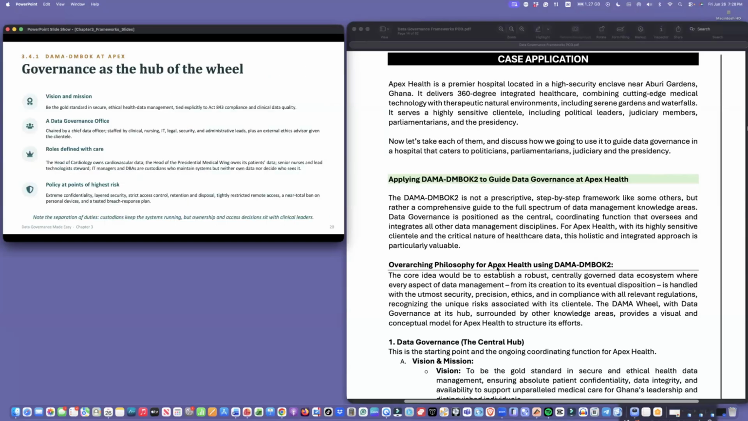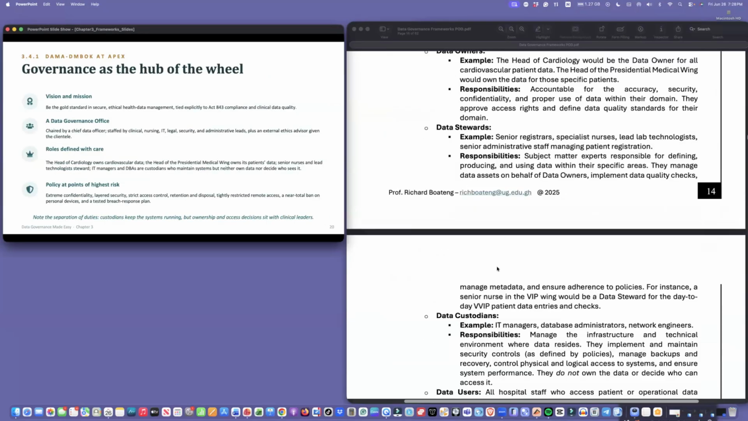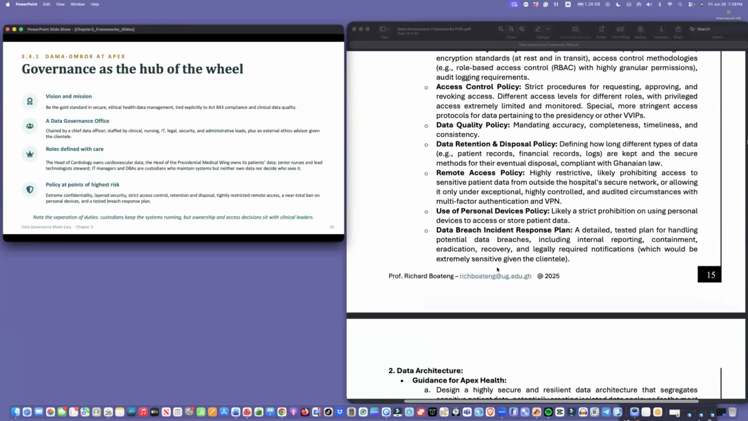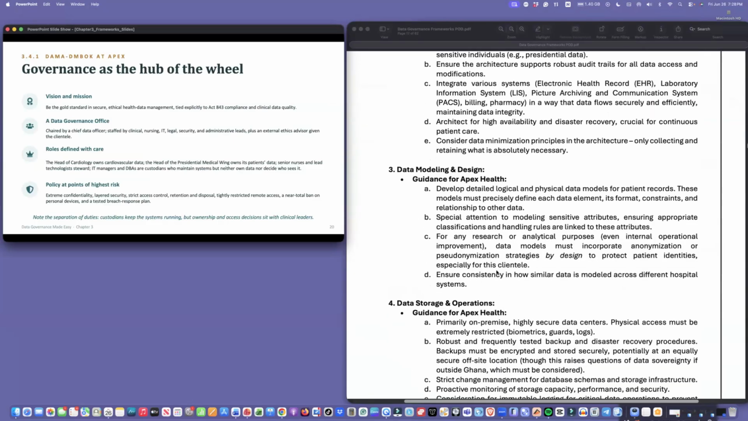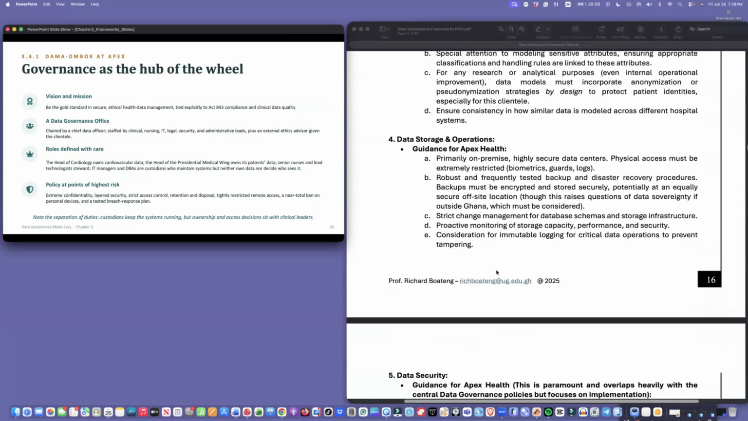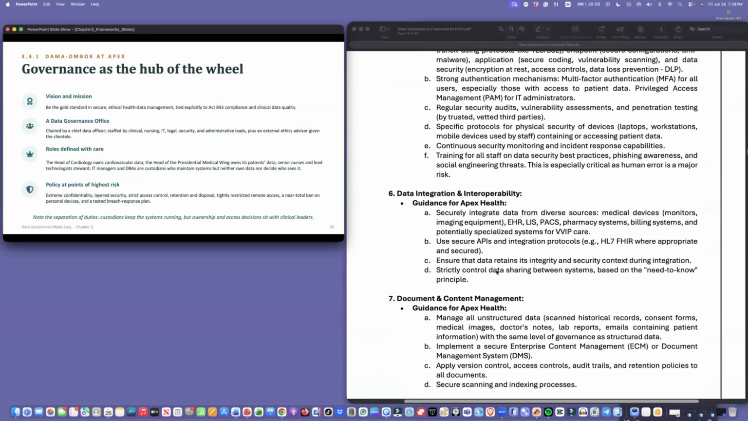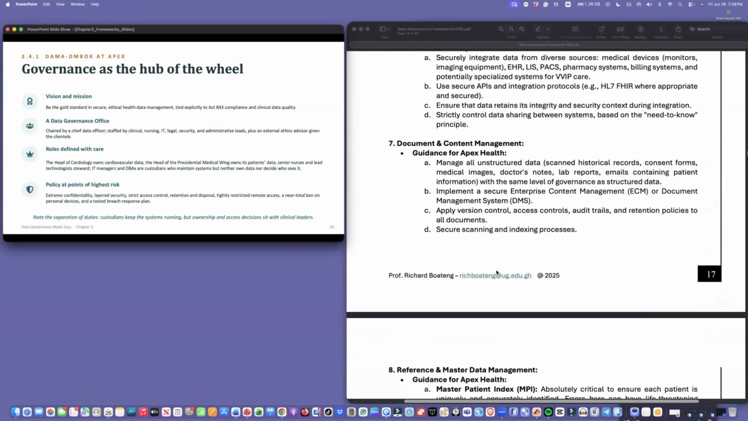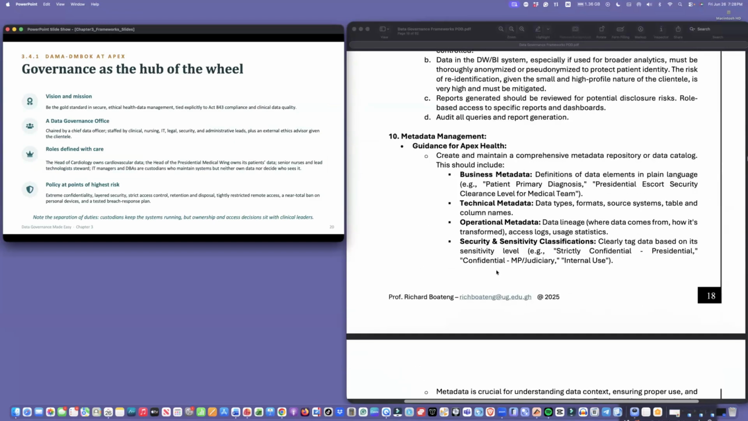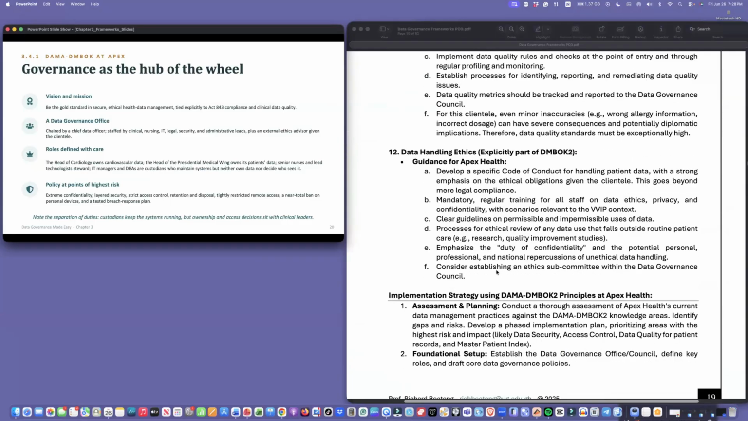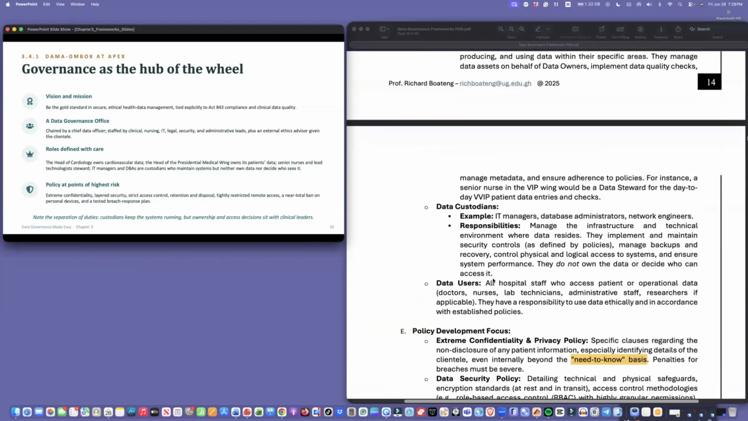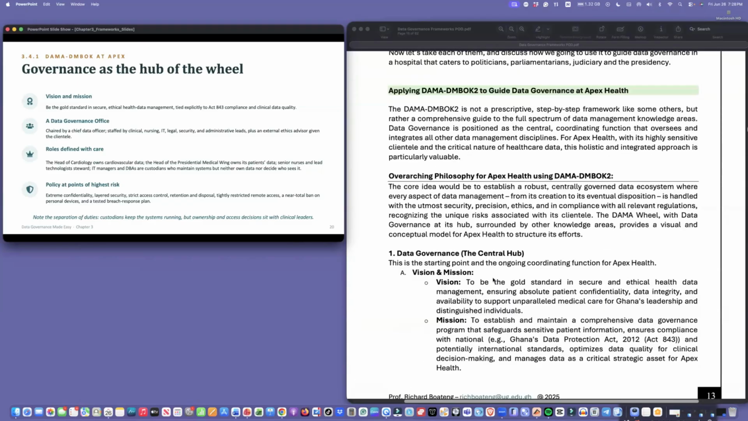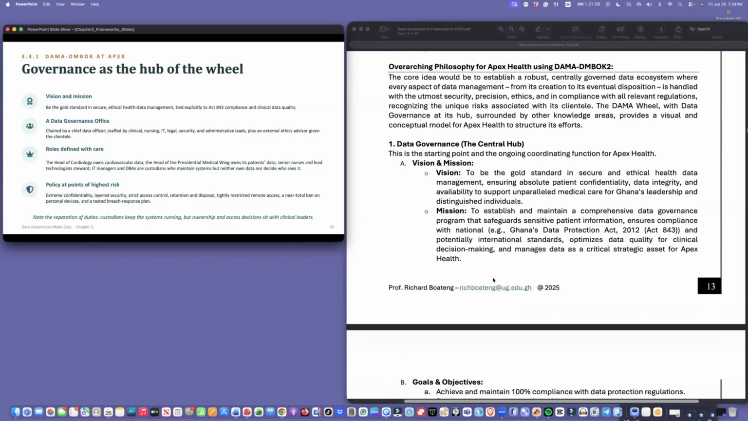It's not even showing here. It has another hub called the data architecture, then the data modeling and design, the data storage, data security, the data integration and document and the reference. Okay. So if you look at it, I've got 12 of them being used, starting from the governance hub, which is the central one.